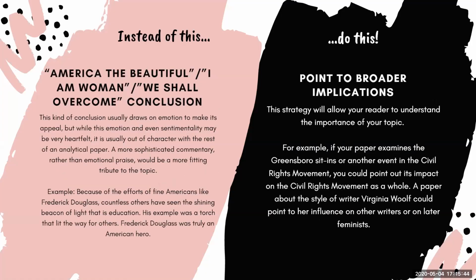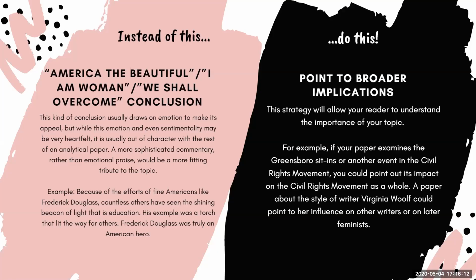Pointing to broader implications is a way to go beyond the assignment. So like I said, if you're talking about the Greensboro sit-ins, you could point to the civil rights movement as a whole and how this impacted and moved forward the civil rights movement. Or like it says here, if you're writing about a feminist writer, you can talk about their influence on other feminist writers, in this case, Virginia Woolf. So that's what I mean when pointing to broader implications.